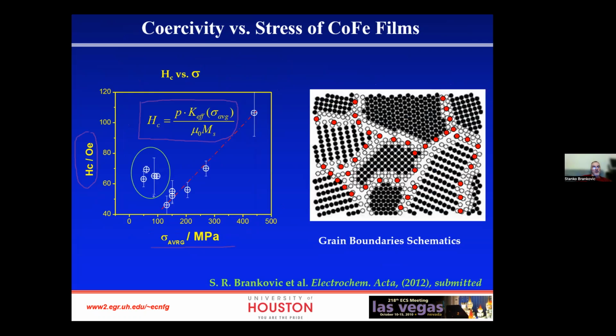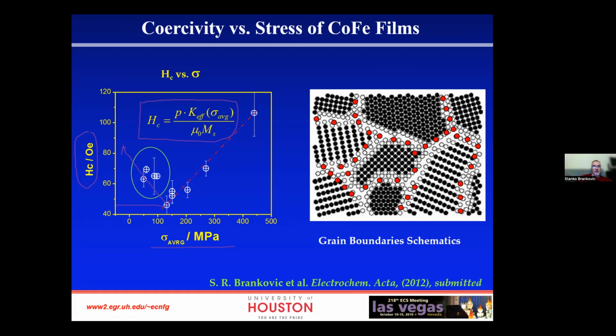So now, as you can see, a further decrease of the stress seems to have an opposite effect at one point, because you can see we reach kind of minimum coercivity for the films that are of about 100 megapascal stress, let's say, and then we further decrease by adding more additives in the solution. We further decrease the stress, but guess what happened? The coercivity starts to increase.